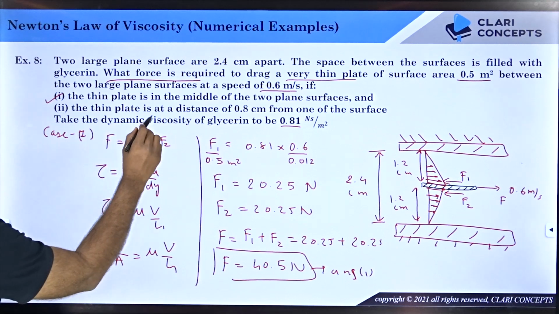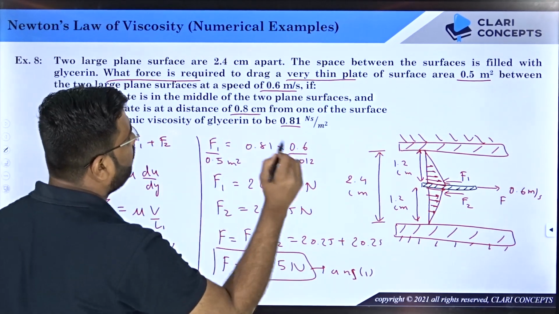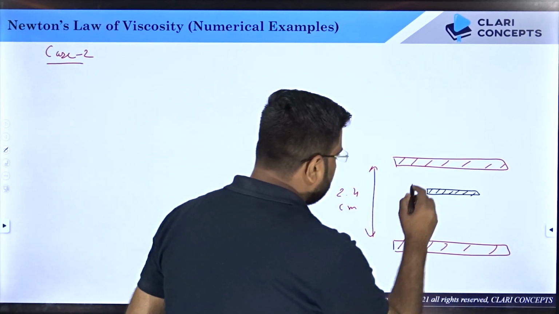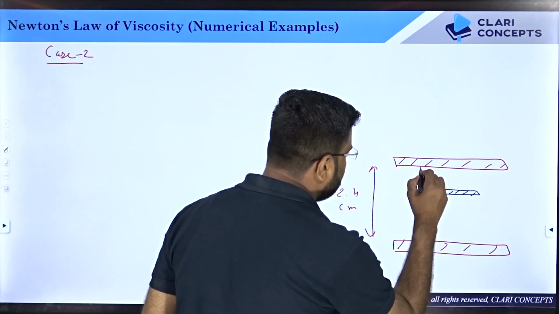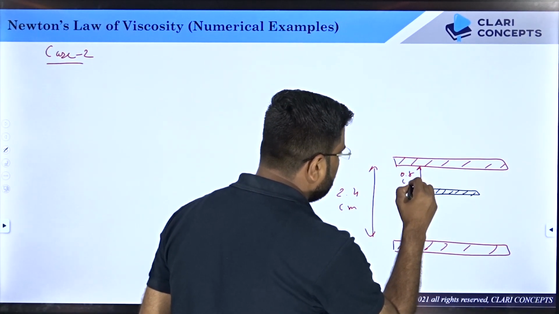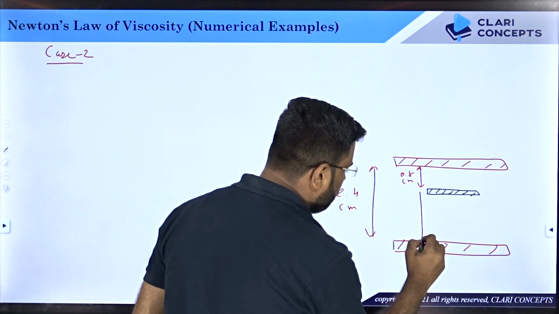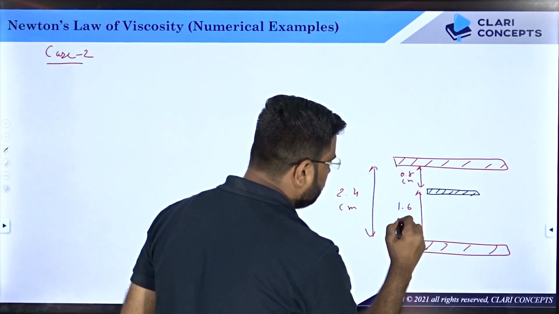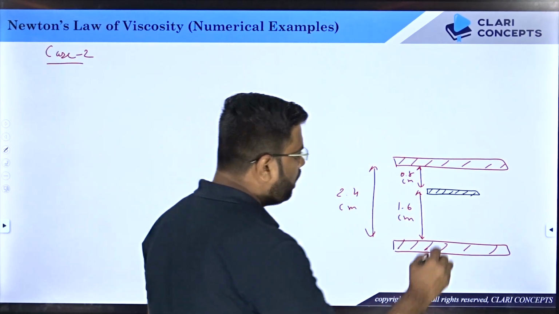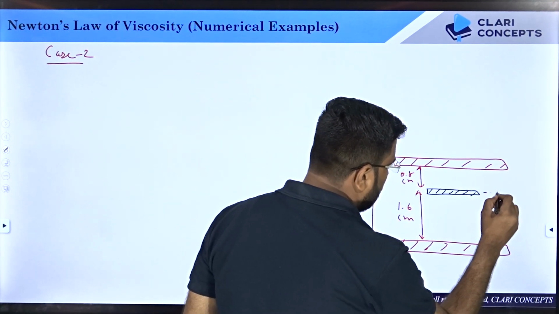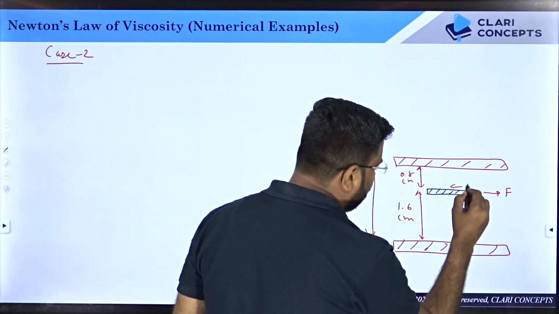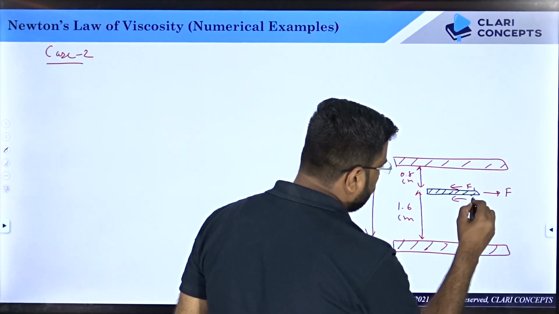So let us see, what is it saying? The thin plate is at a distance of 0.8 centimeter from one of the surfaces. That means they said that this distance, let's say the top one, is 0.8 centimeter, which means what could be the bottom distance? 2.4 minus 0.8, this will be 1.6 centimeter. Yes. Now here the force required is, let's say, F, and the resistive forces are, let's say, F1 and F2 on top and bottom side.